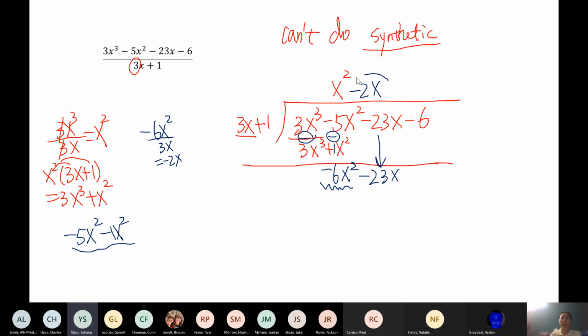And you do -2x times 3x plus 1. So you're going to get -6x squared minus 2x, because -2 times 3 is -6. x times x, x squared. And then you do -2x times 1 would be -2x. Okay, subtraction again.